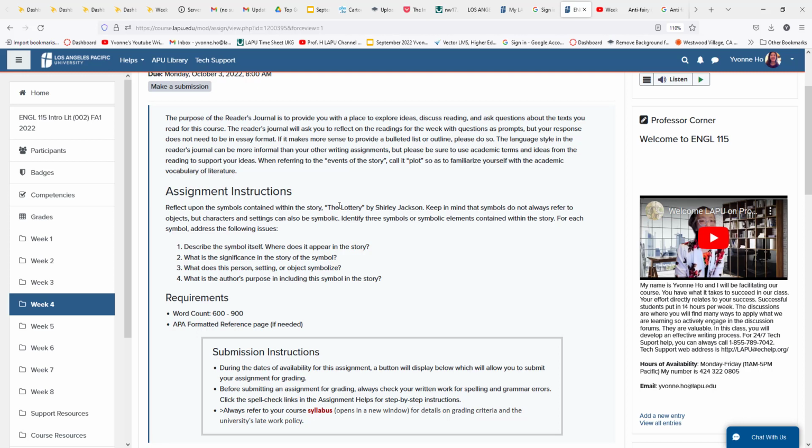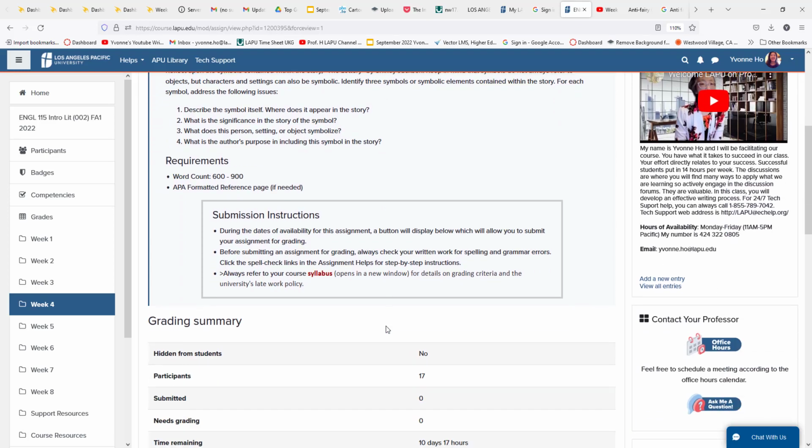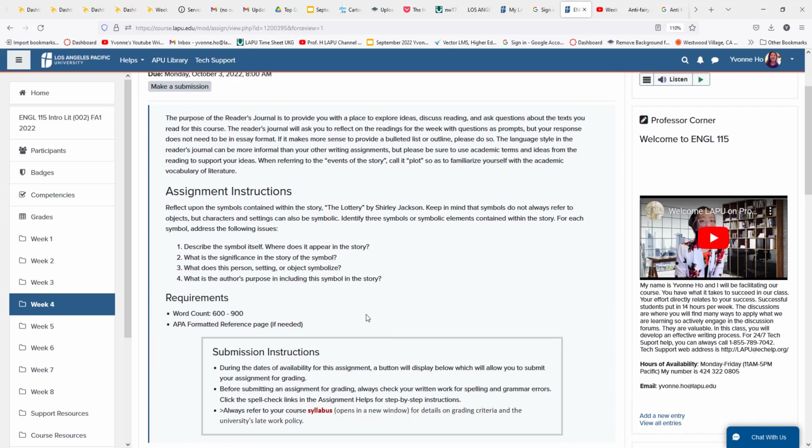So that's pretty much what this particular journal is about, is finding symbols in stories. And if you're a writer yourself, it's a lot of fun to stick symbols into a story, to add more layers of interpretation. Symbols are also a way of foreshadowing in order to tell the reader later on something bad or something good is going to happen.